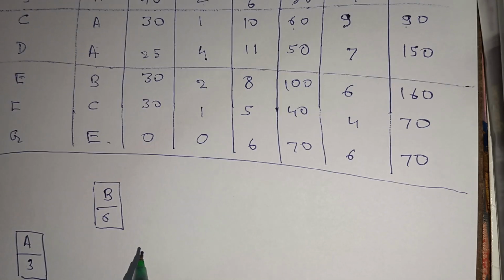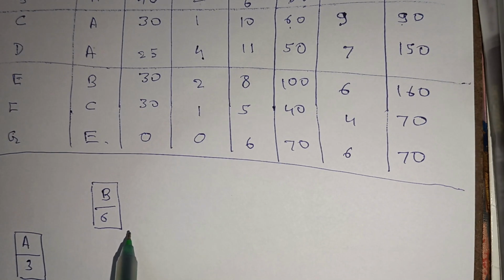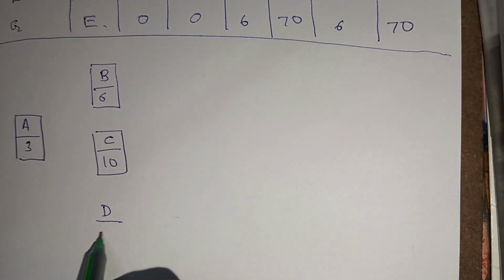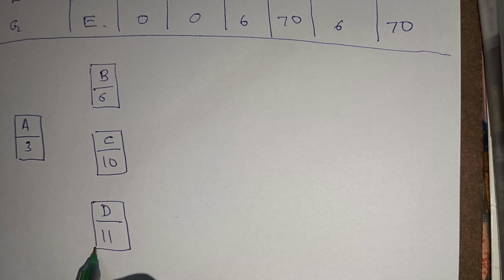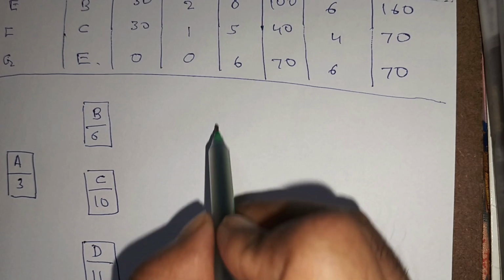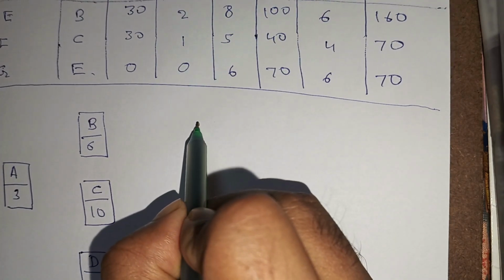C, if you look at the graph again, it is 10. So C, 10 days. Then we also have D. D, we have it as 11. Okay, and next we have E. So we'll write E here.